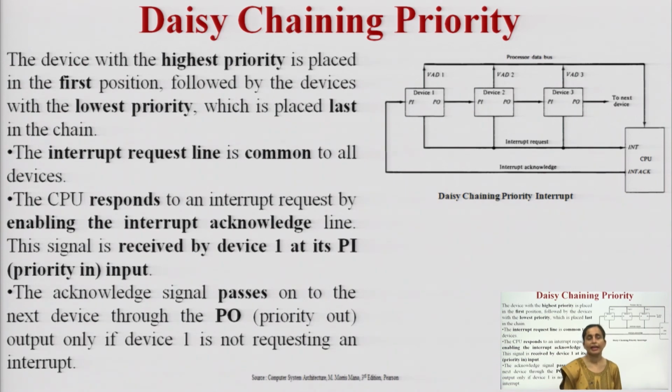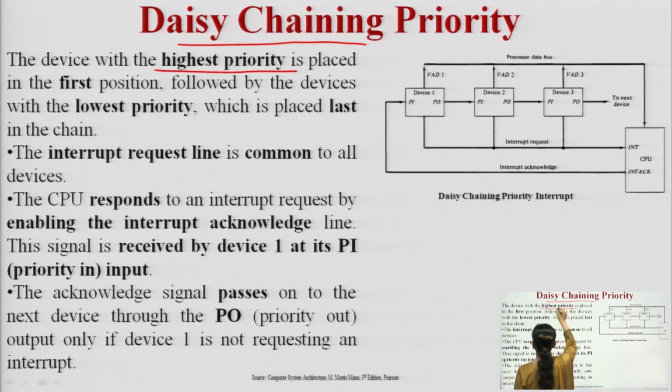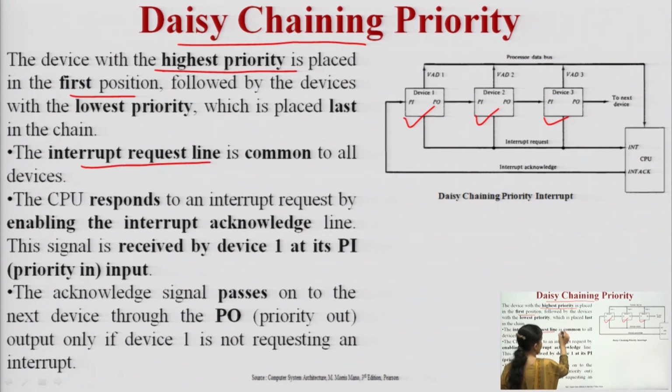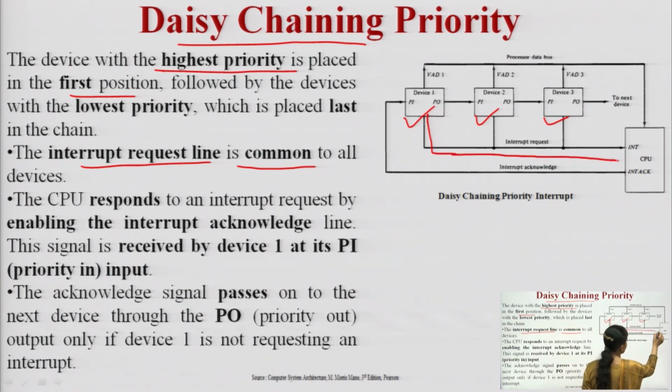Then if we are doing the priority using the hardware method, where devices are connected in a serial manner, it is called daisy chaining priority. The device with the highest priority is placed in the first position, then the second priority, then the third priority, and so on, followed by the devices with lower priority, which are placed last in the chain. The interrupt request line is common to all the devices.